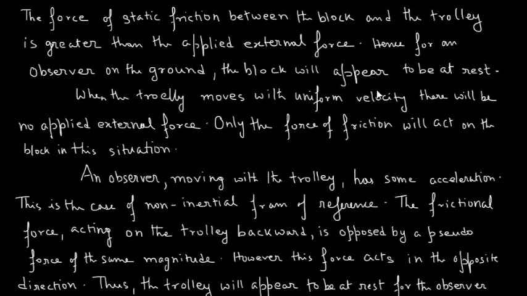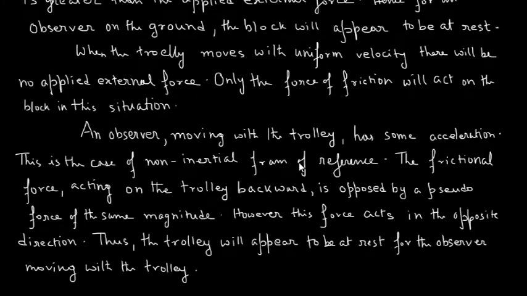An observer moving with the trolley has some acceleration. This is the case of a non-inertial frame of reference. The friction force acting on the block backward is opposite to the pseudo force of the same magnitude. However, this force acts in the opposite direction. Thus, the block will appear to be at rest for the observer moving with the trolley. And this is the end of this solution. Let us move to the next question.